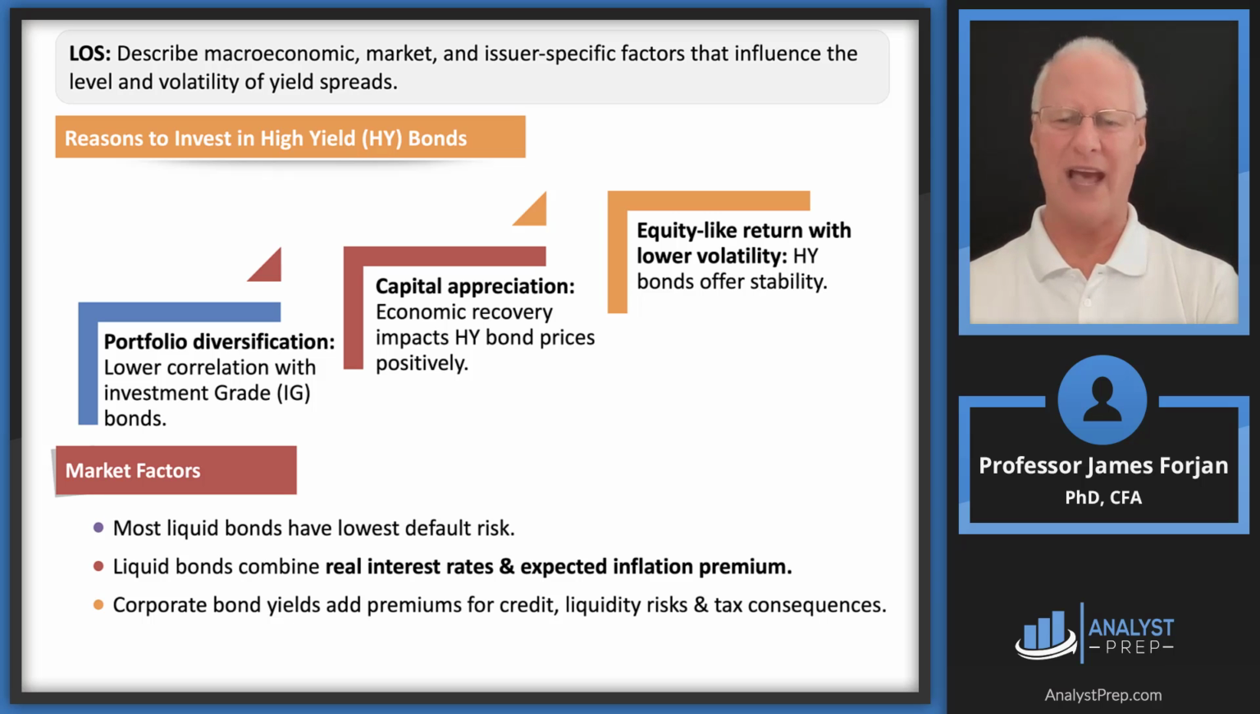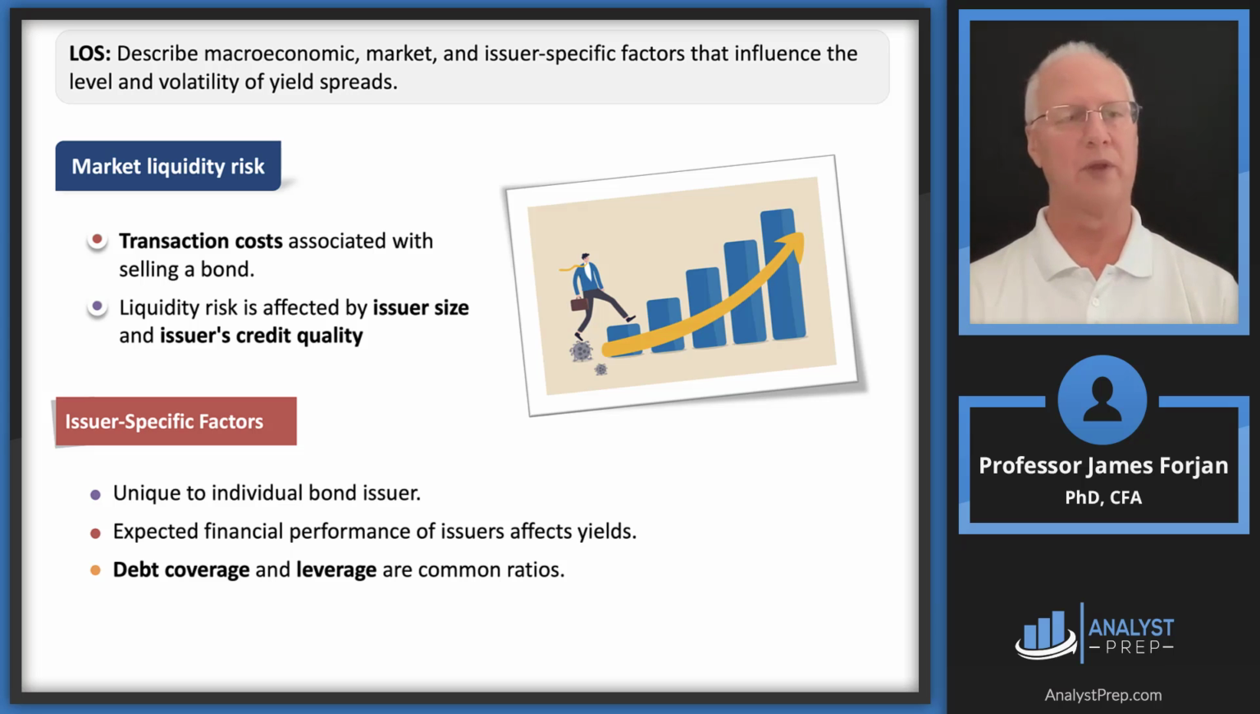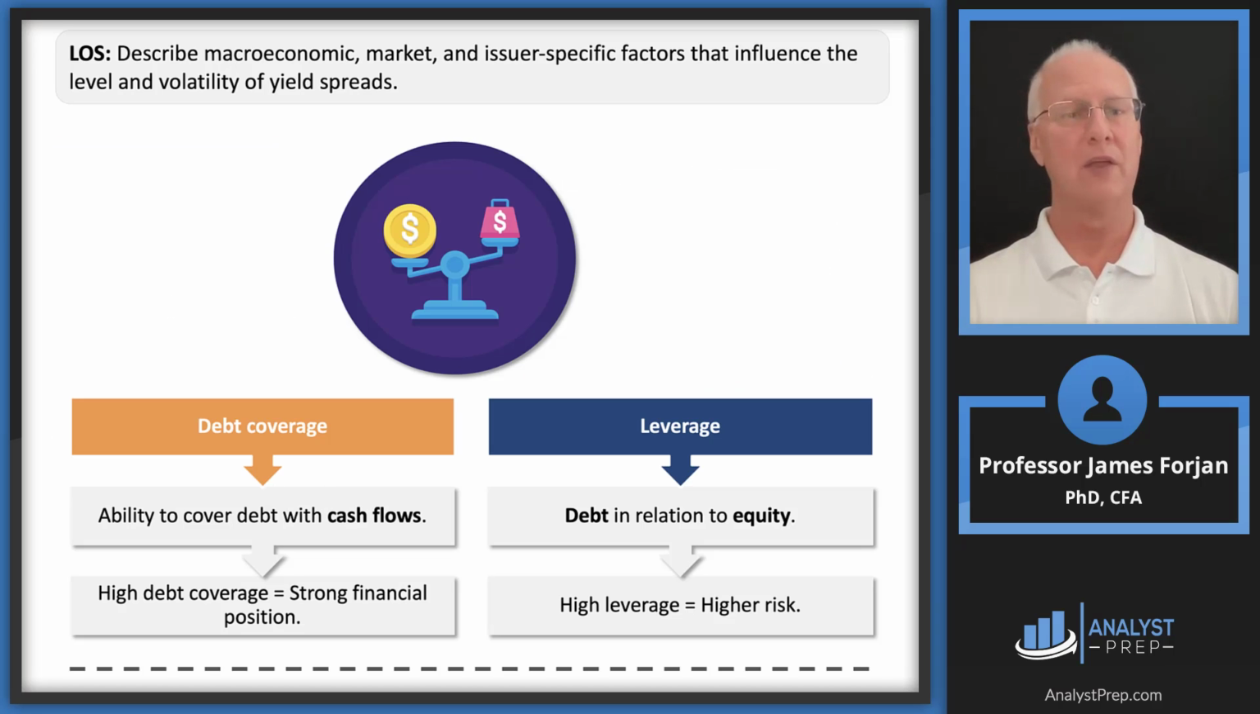Down at the bottom, tax consequences, that's probably important too. All right, market liquidity risk, you probably know all about this. Transaction costs, issuer size, right? Procter & Gamble, they're huge, so they probably have low transaction costs, lots and lots of liquidity. If I'm Jim's Concrete Company, nobody knows about me, right? I probably don't have that liquidity. But then the issuer specific factors, these are all the stuff, all of the accounts that we talked about back in our financial statement analysis days.